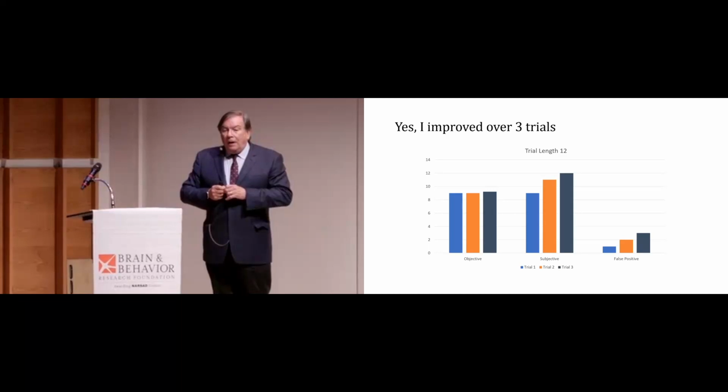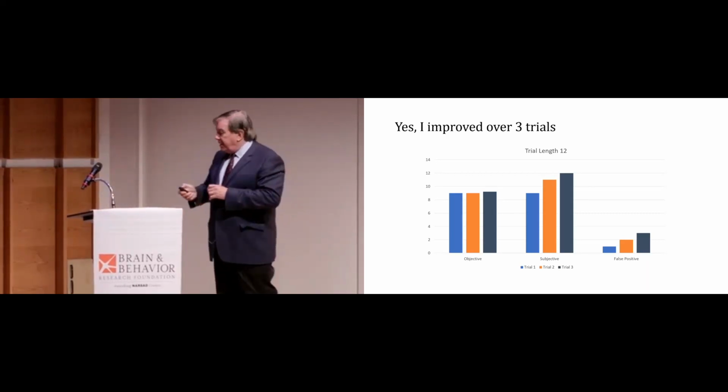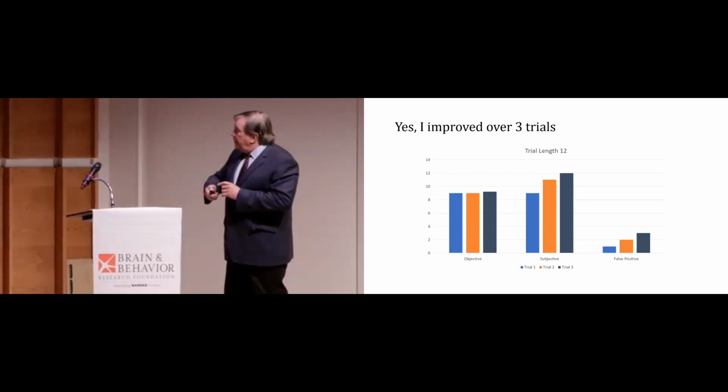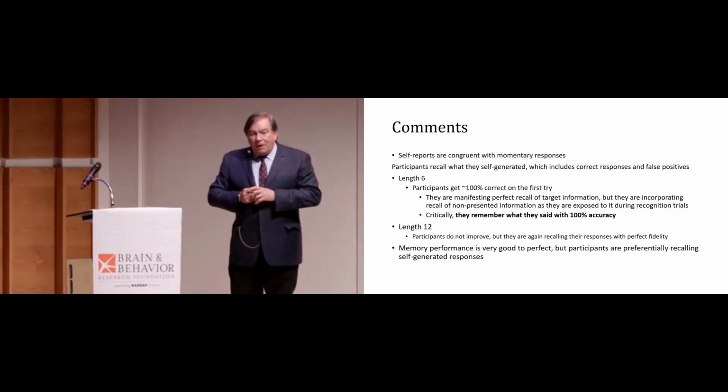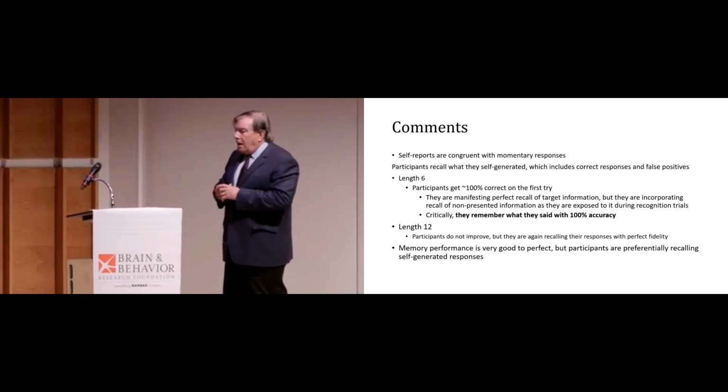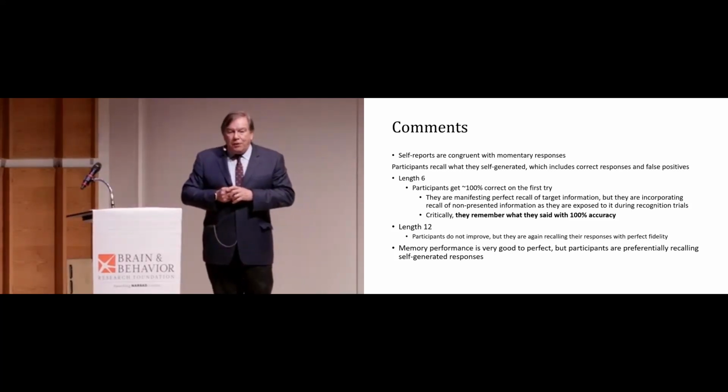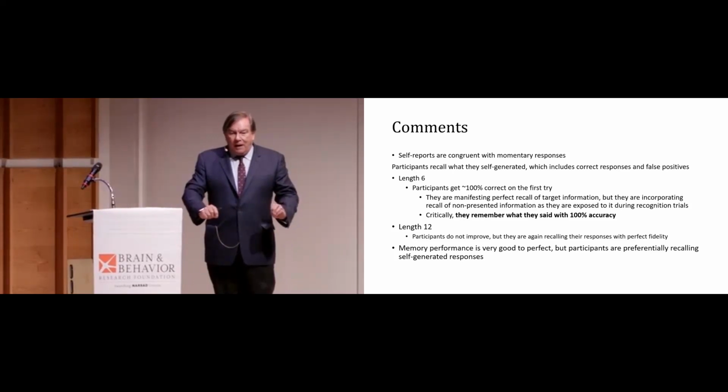People who say they improve in their learning curve learned the recognition foils and reported them back. So what does this mean? This means that self-reports are completely congruent with momentary decisions, that there is 100% retention of what you thought was correct. So you can't say their memory's bad because they got the trial length 6 task done with 100% fidelity on the first trial.